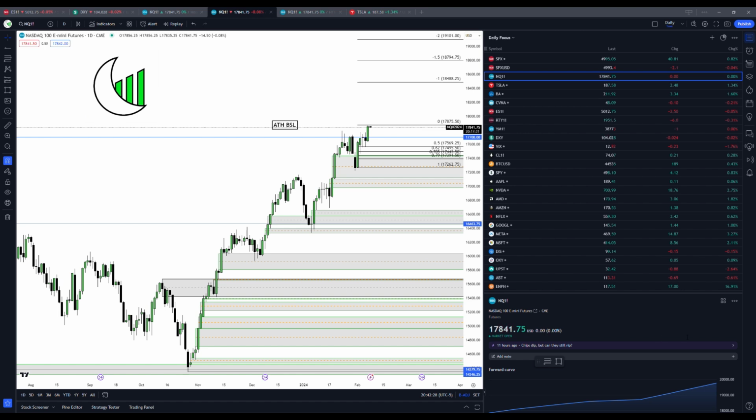Do you use ICT's market maker buy or sell model? No, I don't. I think that's really just another one of his complicated things that I really don't think anybody needs to know, unless that's the model that you want to use, or if you're searching for one.